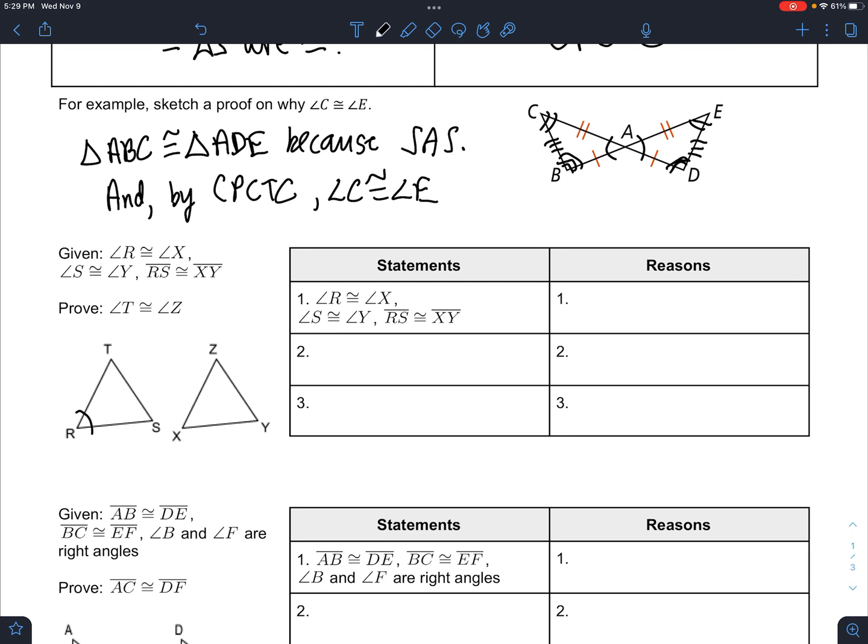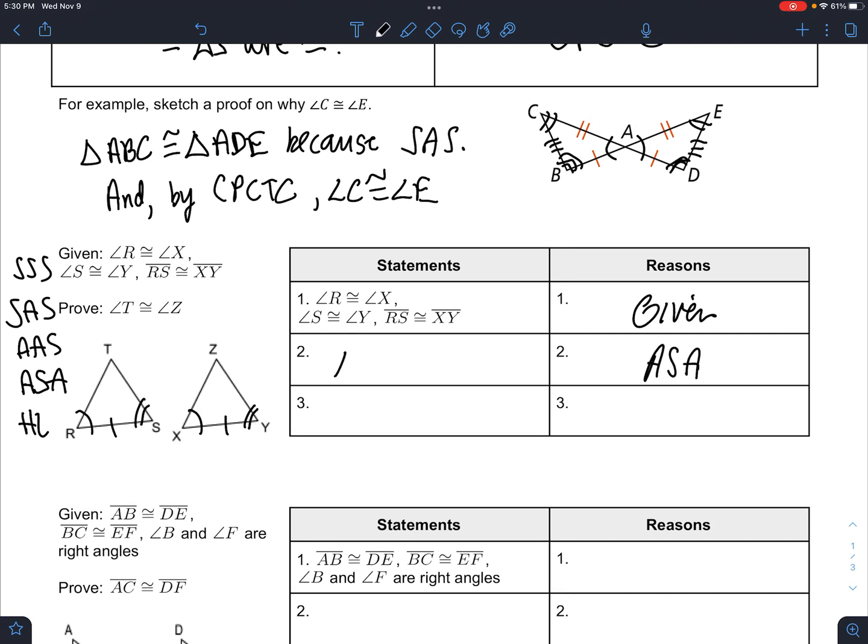We are given R and X, S and Y, and that's really great. We also have the side. So this is going to be a, we already know that these triangles are congruent. They're congruent because remember we got SSS, SAS, AAS, and ASA, and HL. Those are angles side angle, right? So it'd be safe to say that triangle RST is congruent to triangle XYZ.